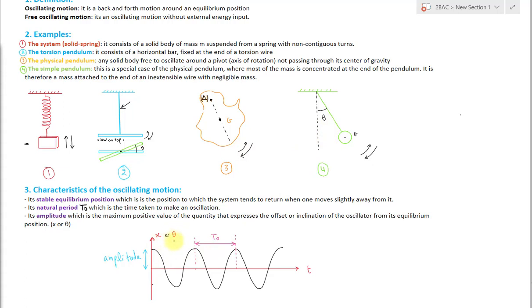So both of them, x or theta, when we plot them with respect to time, we get this curve, which is a curve that's oscillating between two values, between a positive and a negative value. And from this curve we can figure out two characteristics. The first one is the amplitude, which is the maximum positive value of x or theta, and T0, which is the time of one oscillation.